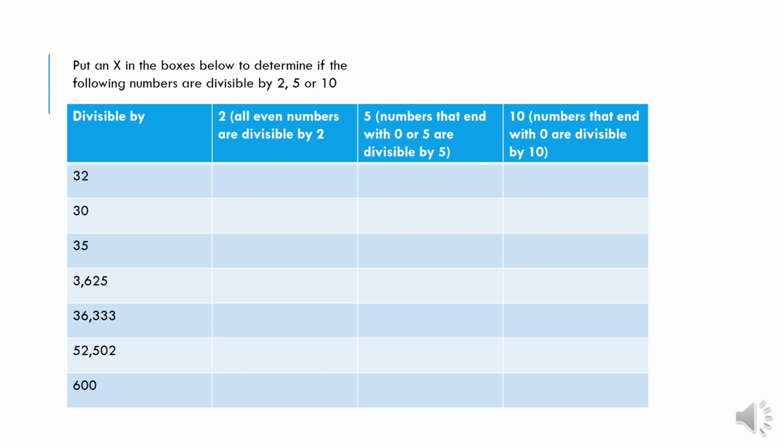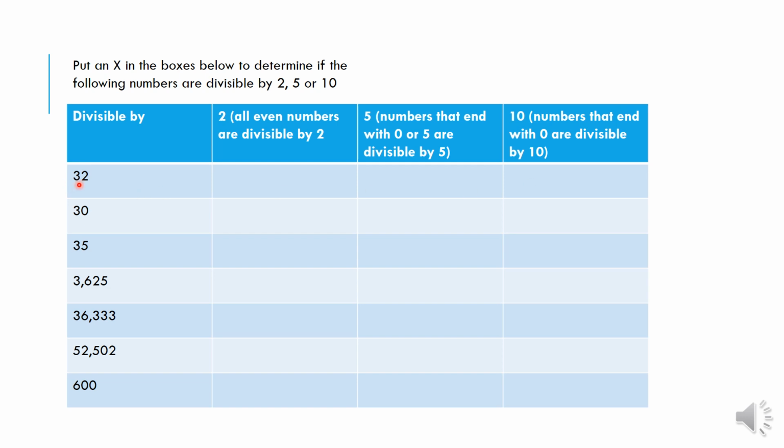Let's solve this example to understand the lesson. I have to put an X in the boxes below to determine if the following numbers are divisible by 2, 5, or 10. For example, if this number is divisible by 2, I have to put an X here. If it's divisible by 5, I put an X here. And if it's divisible by 10, I put an X here.